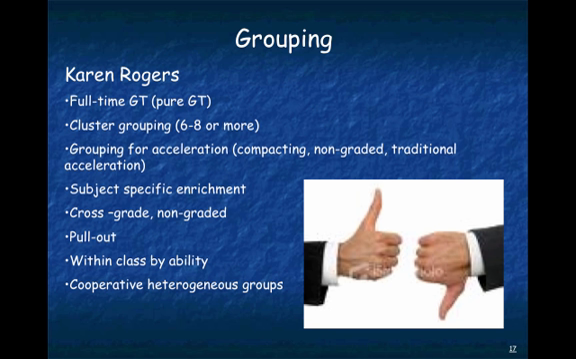The second way to group is to cluster group. We've already mentioned this in the previous chapter, but this is what we use here in CCISD. We try to put them in groups of 5 to 8. This way they can work together as a group and have peers that are possibly working at their same academic level.